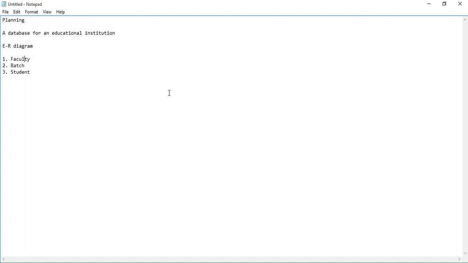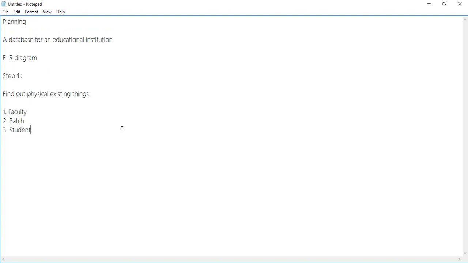After thinking that these are my physically existing things, let me write here, step 1 of the entity relationship diagram. That's my first step, and let me write here, find out physically existing things. Okay, so guys, for the time being I'm stopping here. I'm just taking 3 physically existing things from my scenario. Now, step number 2.